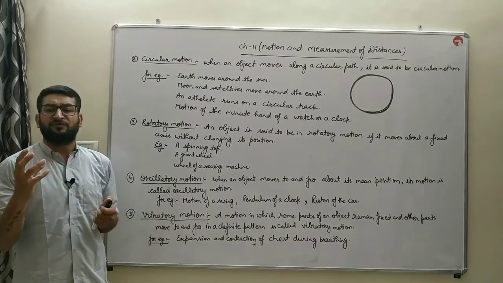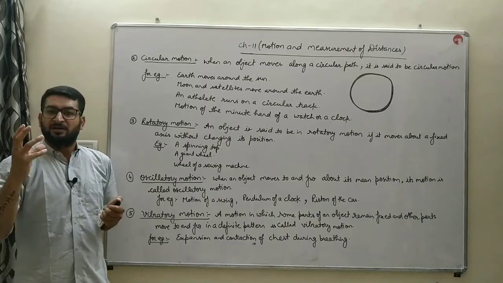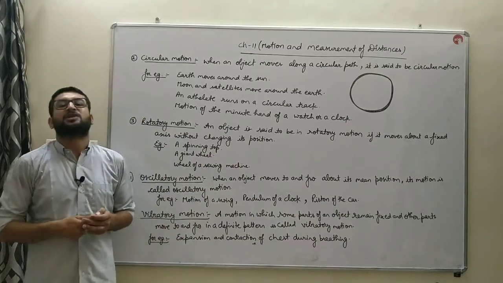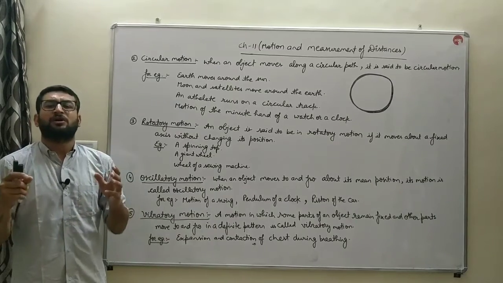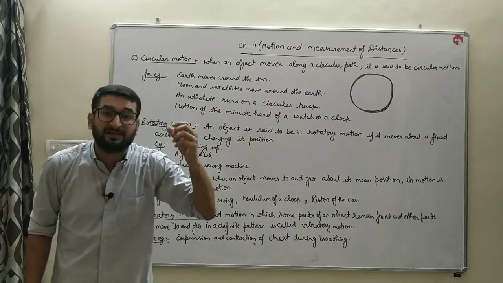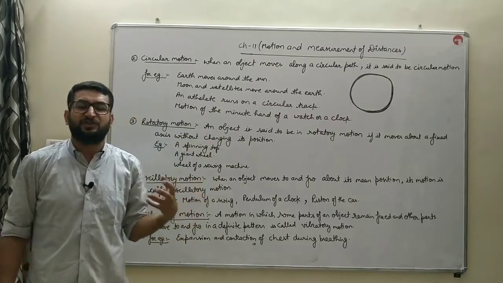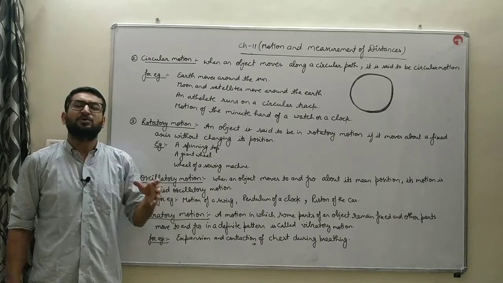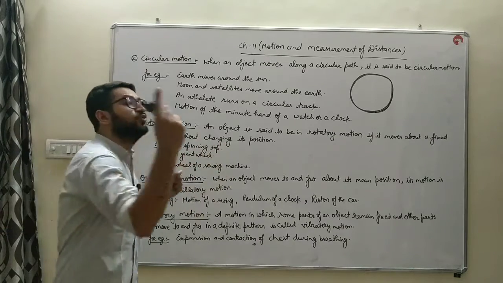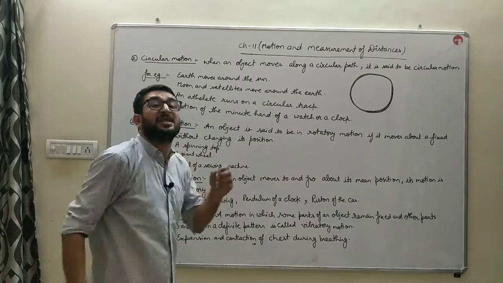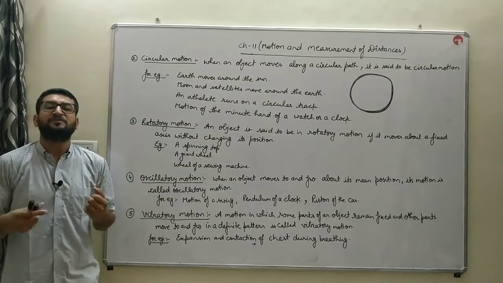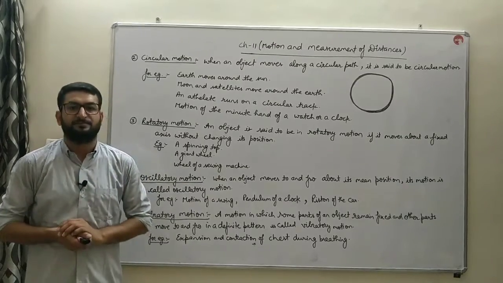The motion of Earth around the sun is an example of circular motion. The motion of the moon and the satellites. The first satellite released by our Indian Space Research Organisation was Aryabhata. So these artificial satellites, or the moon, which is a natural satellite, move around the earth in a circular path. These types of motions are examples of circular motion.